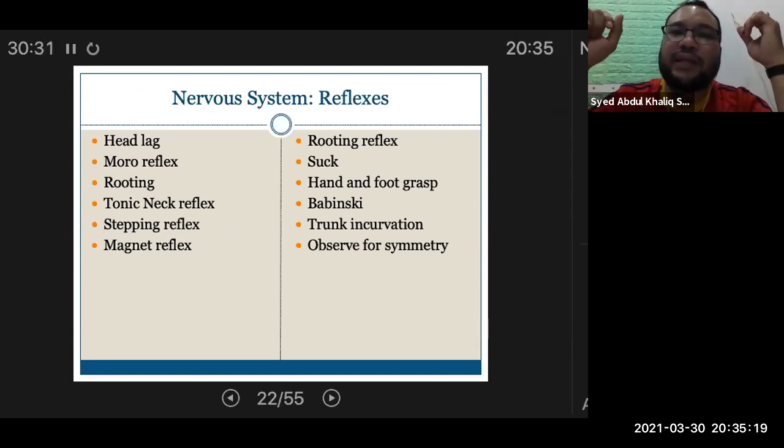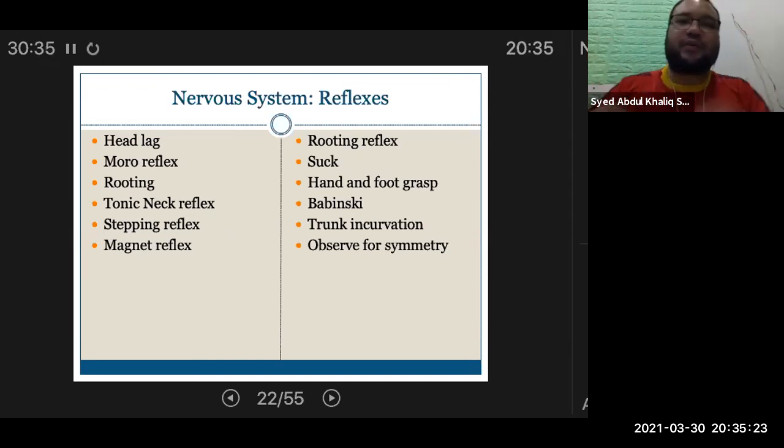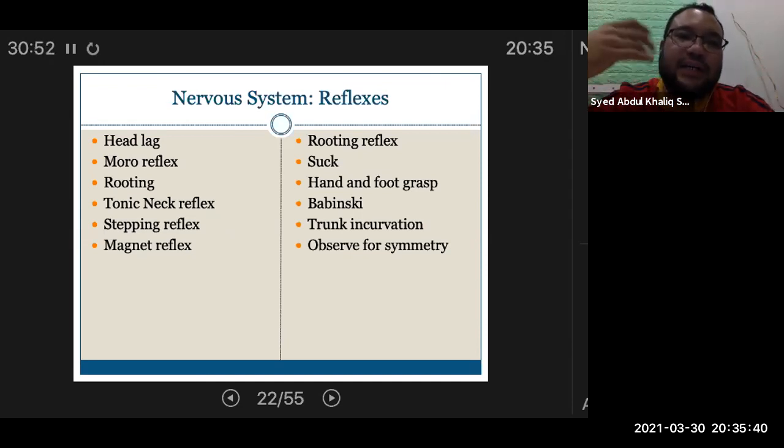Babinski, and then trunk incurvation. If you stroke, the baby will incurve according to that. Then stepping reflex. If you stand the baby, if you hold the baby like that, and then you touch a surface with the dorsum of the foot, the baby will step on top. And then there's the dancing reflex, or we call it the walking reflex. If you put the baby at the surface, the baby will be walking or dancing.